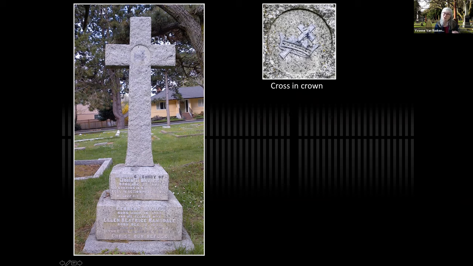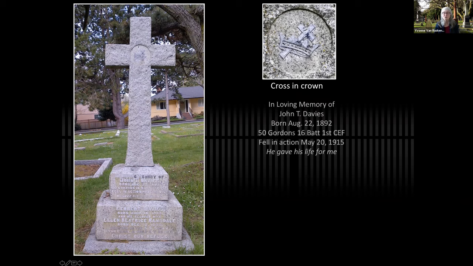Now, at the bottom of this cross, there are a couple of interesting inscriptions. It just represents for this family in particular how touched it was by tragedy. The upper inscription just below the cross is in loving memory of John T. Davies, who fell in action May 20th, 1915. He was part of the Canadian Expeditionary Force, which was the Canadian Army in the First World War. And he fell in action in the first major battle that the Canadians fought in, which was the Second Battle of Ypres. He has no known grave. He is memorialized on the Menin Gate in Belgium.